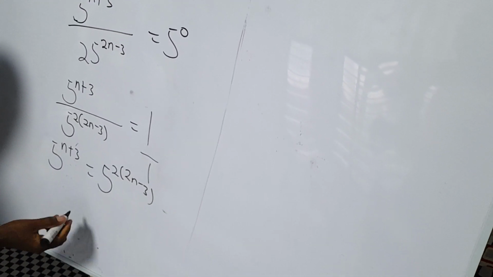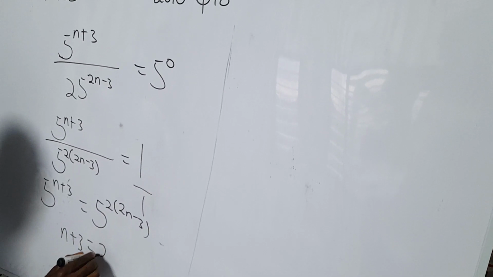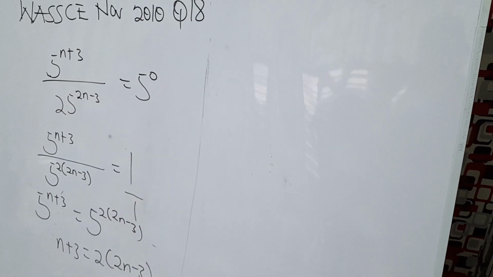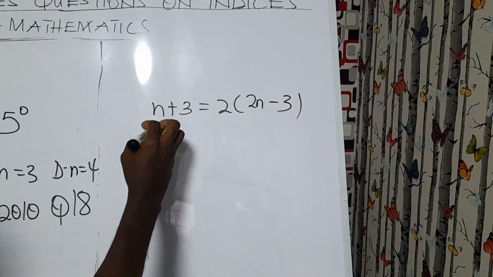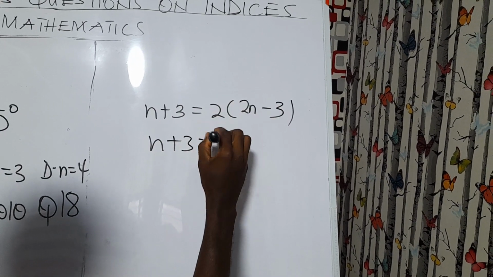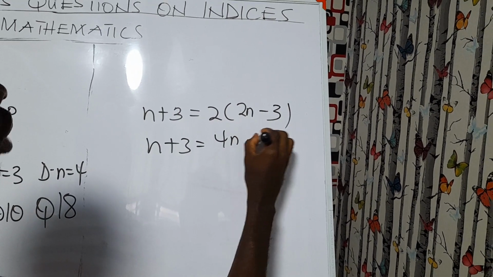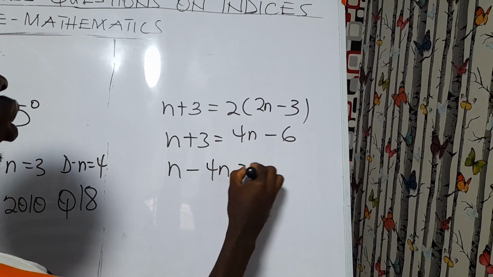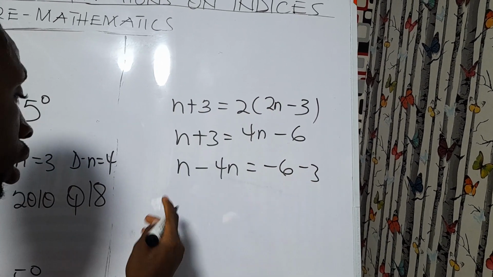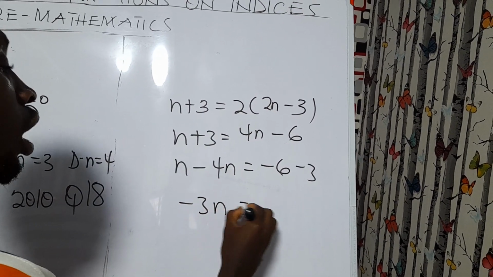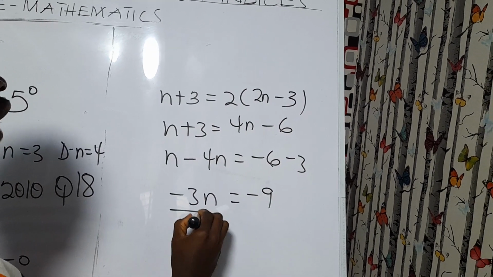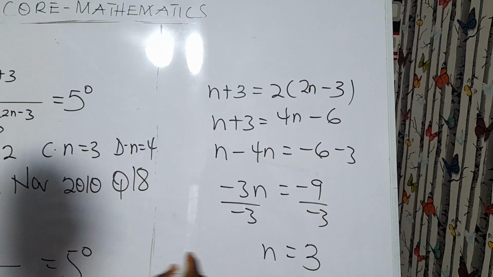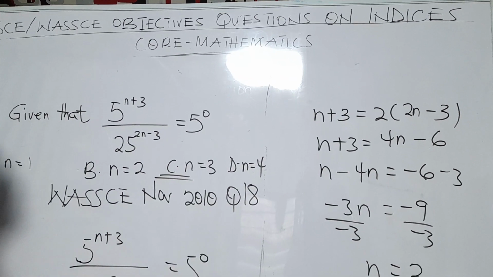Since the bases are the same, we can equate the exponents. So n plus 3 will equal 2 into bracket 2n minus 3. Now we open this bracket. We have n plus 3, 2 times 2n will be 4n, then 2 times negative 3 will be minus 6. Now group like terms. So we have n minus 4n equal to negative 6 minus 3. N minus 4n will be negative 3n, and negative 6 minus 3 is negative 9. We divide both sides by negative 3. 9 divided by 3 is 3. So n equal to 3 is the correct answer. So the correct answer then is C.